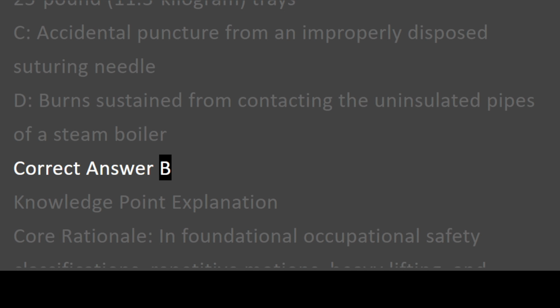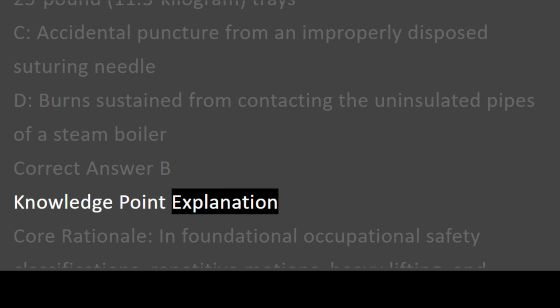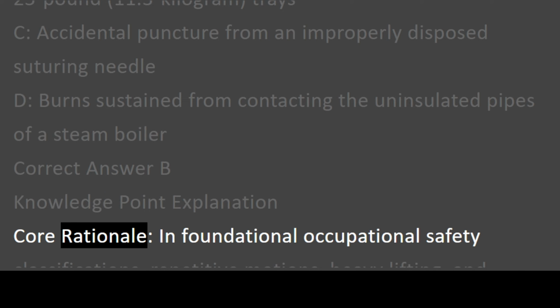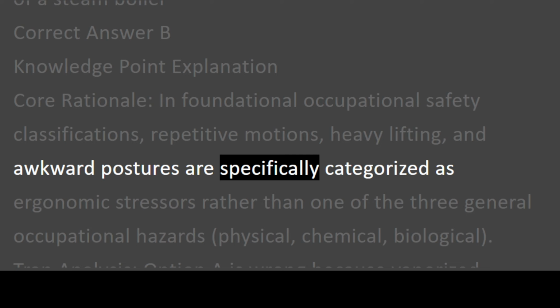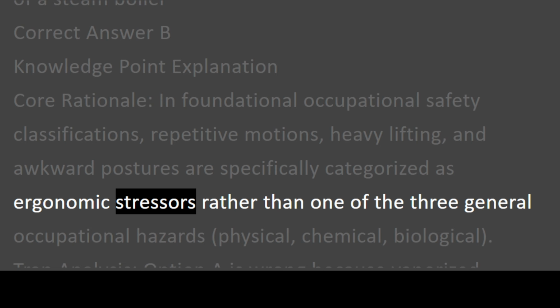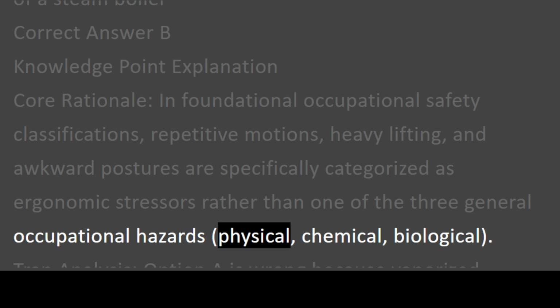Correct answer B. Knowledge point explanation. Core rationale. In foundational occupational safety classifications, repetitive motions, heavy lifting, and awkward postures are specifically categorized as ergonomic stressors rather than one of the three general occupational hazards: physical, chemical, biological.